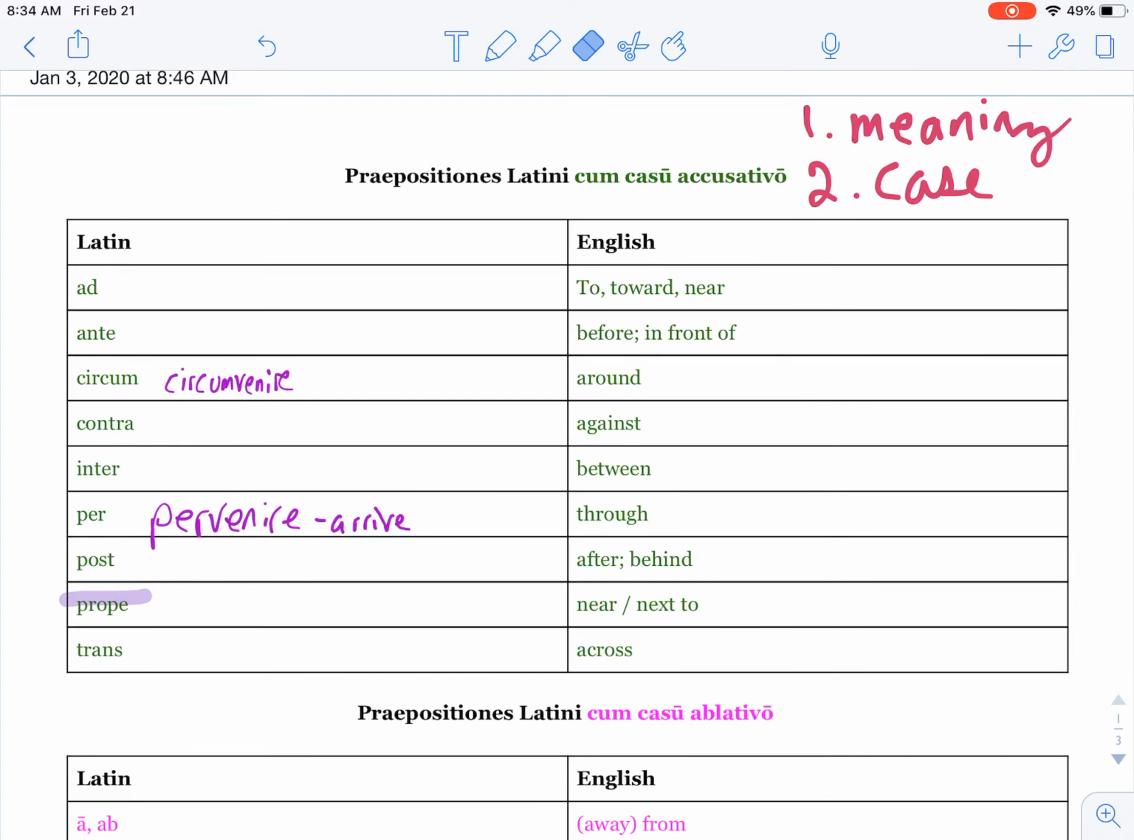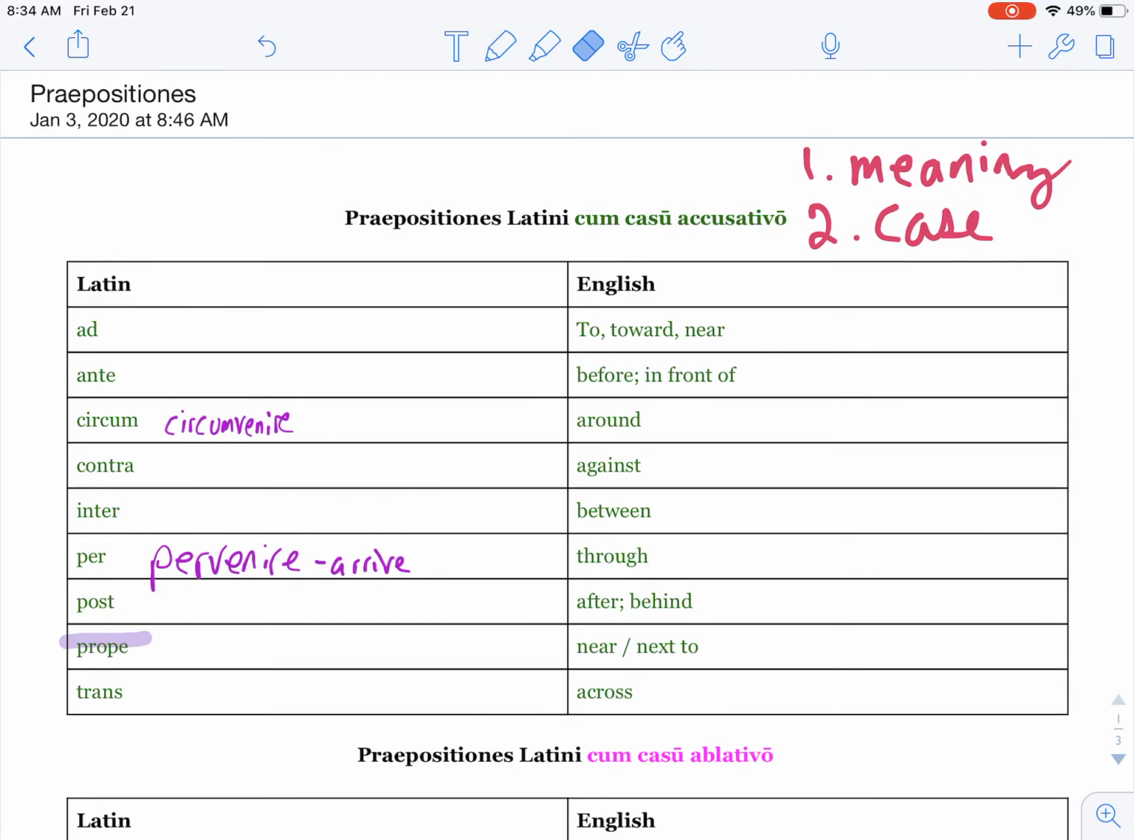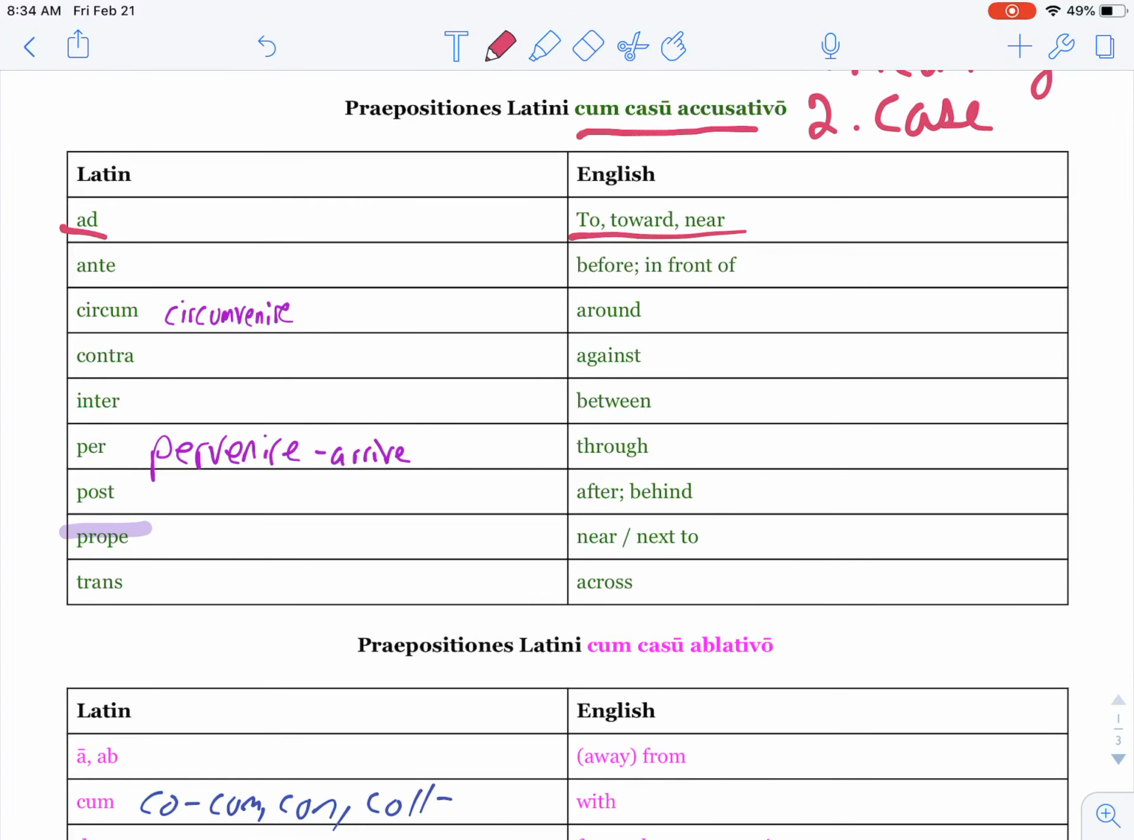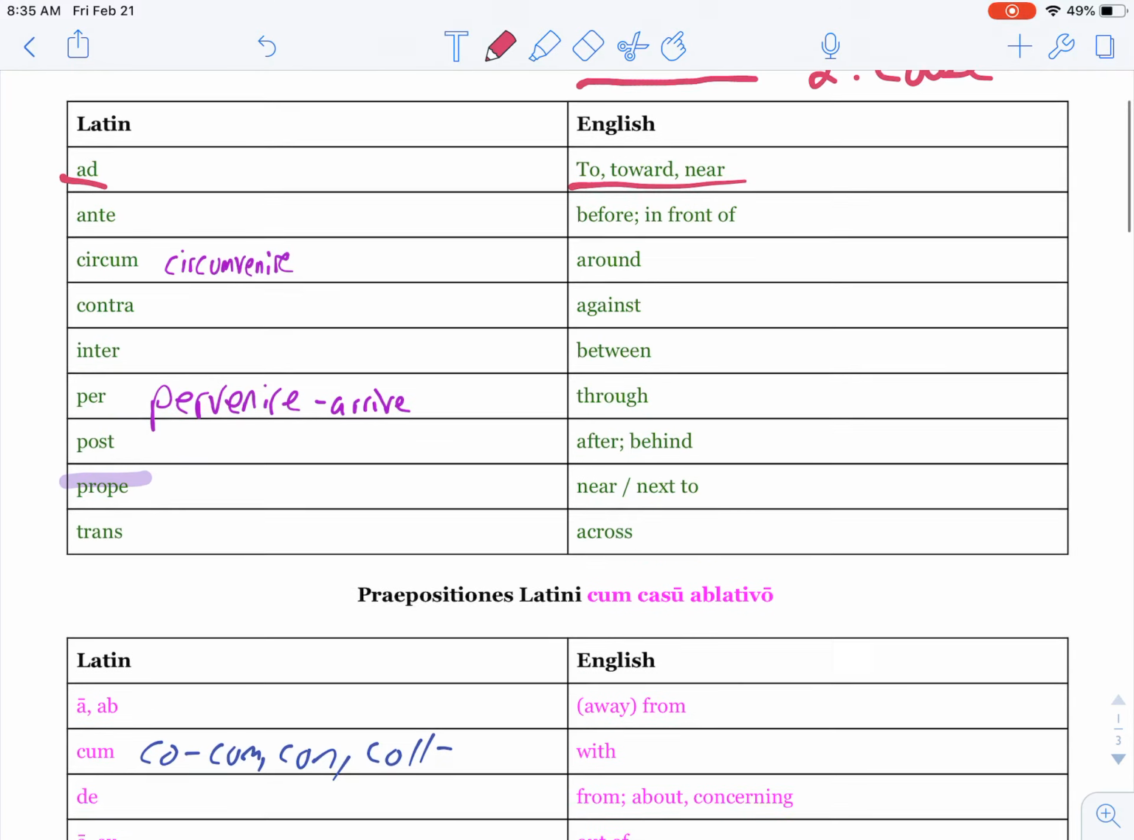Prepositions in Latin are words that are just treated like regular vocabulary words, except we need to know two things about them. We need to know, one, the meaning, and two, the case that the noun that follows it, or the object of that preposition, has to be in. So for example, with the word ad, I need to know that ad can mean to, toward, or near. And I also need to know that it is a preposition that comes before a noun in the casu accusativo, or the accusative case. Prepositions in Latin are either going to take the accusative case or the ablative case.